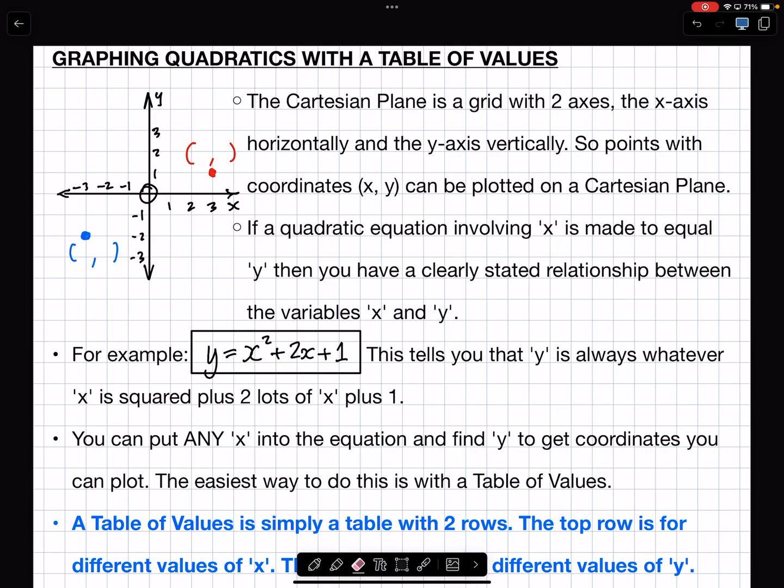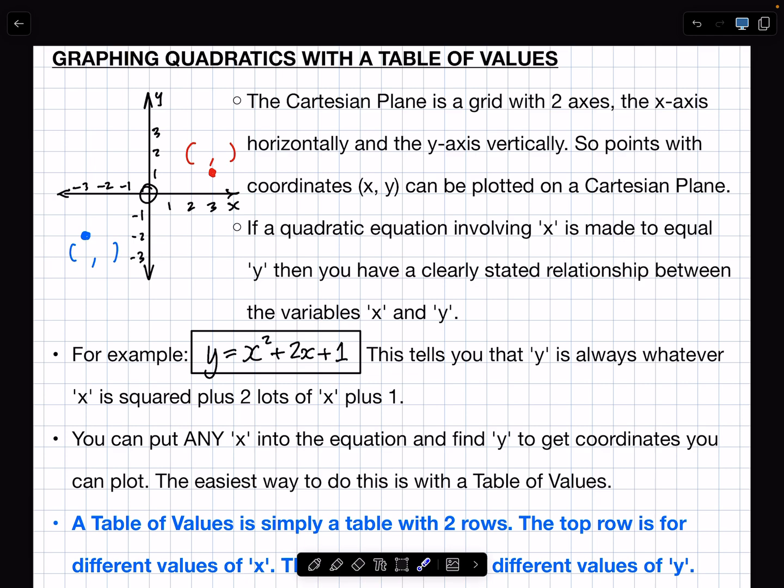I did not have you in semester 1. So have you seen something that looks like this? Like the grids? And placing points? Okay, that's all right. So what I'm showing you today is how we graph quadratics with a table of values.